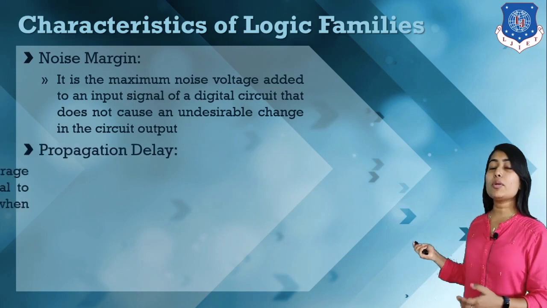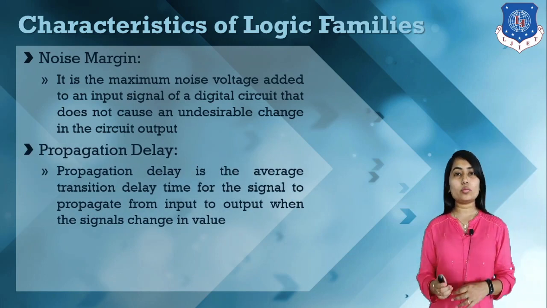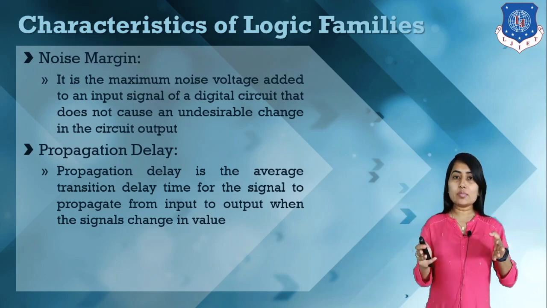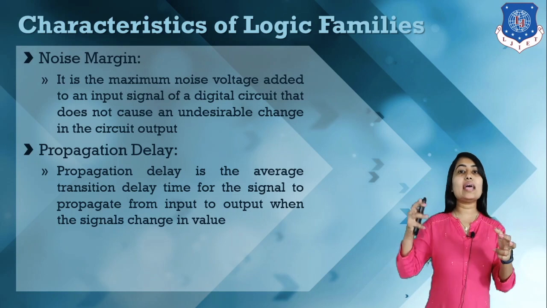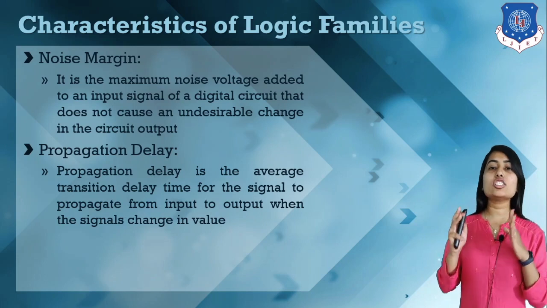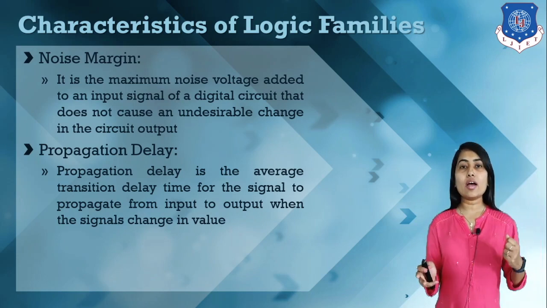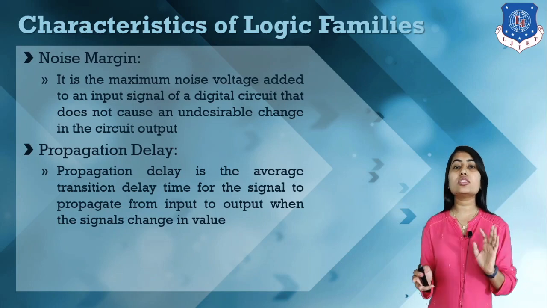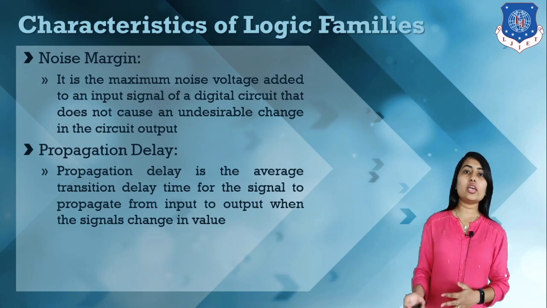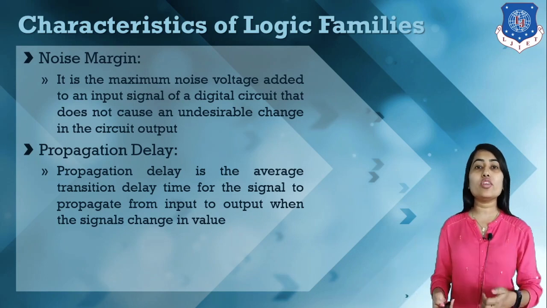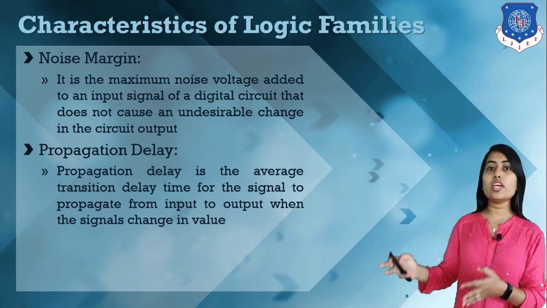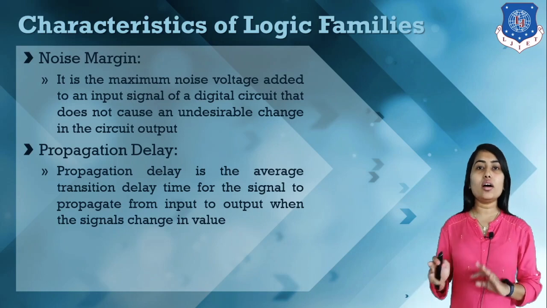Then next we have propagation delay. If we provide an input and then the output is produced, there is some delay between the input and the output. This delay is known as propagation delay. If the output is produced as soon as the inputs are applied, the circuit is quite good. And if we apply input and get the output only after some time, then such circuits are not as good as other circuits.